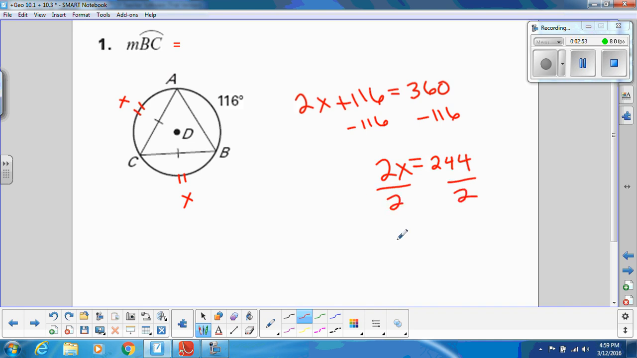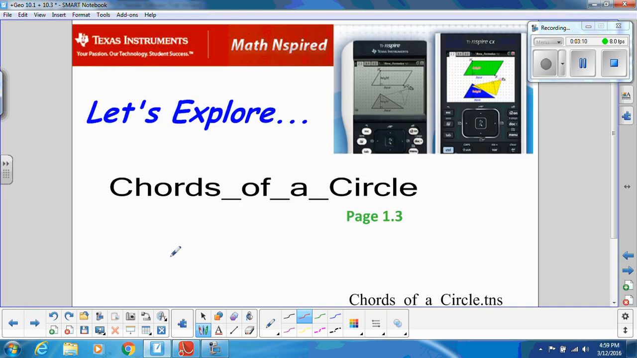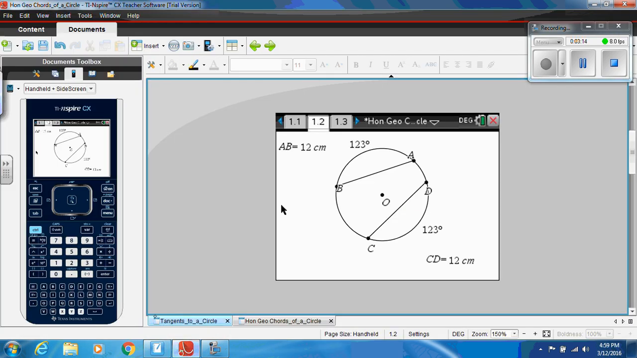And that's exactly what the equation would tell us to do as well. So I don't care which way you do it. Show me at least your thought process. So we get 122 for our x, and that's exactly what BC is, the arc BC. So 122. Okay, so that makes sense. Now we're going to go back to that Inspire and look at some other interesting things with chords.